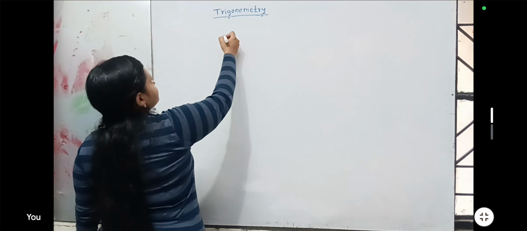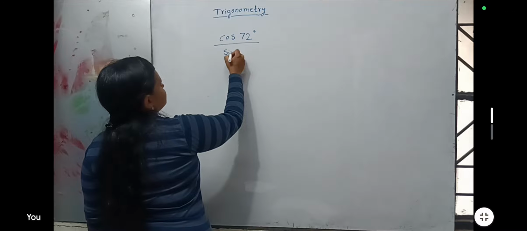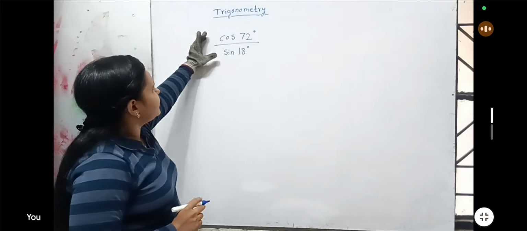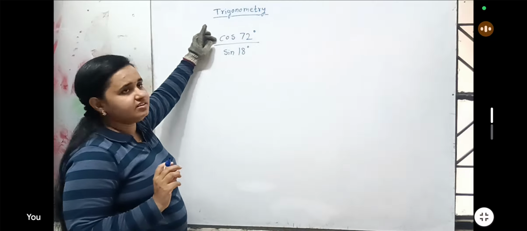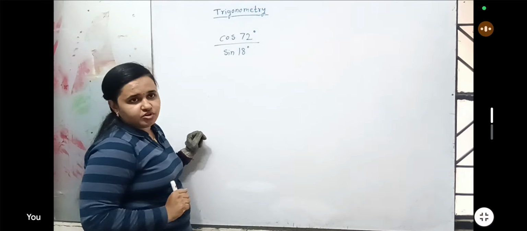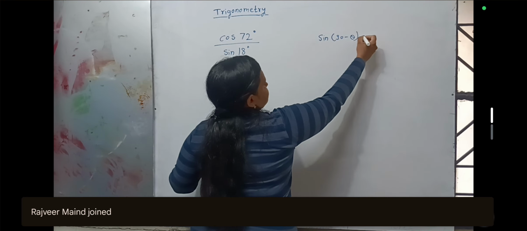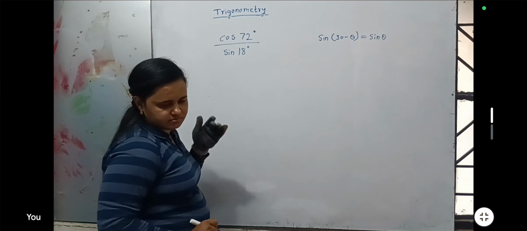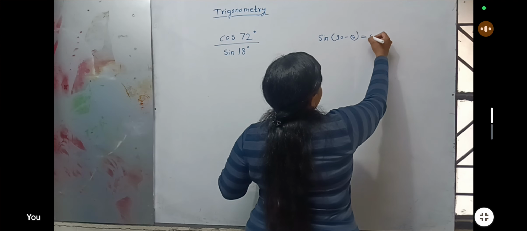Our next question is cos 72 degree upon sin 18 degree. Then we have to convert it to the same identity. Either we have to convert cos to sin or sin to cos. You know that sin of 90 minus theta is sin theta. Sorry, it is cos theta.